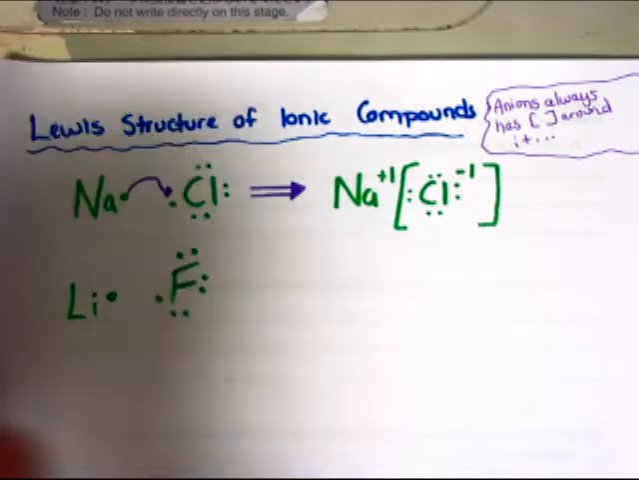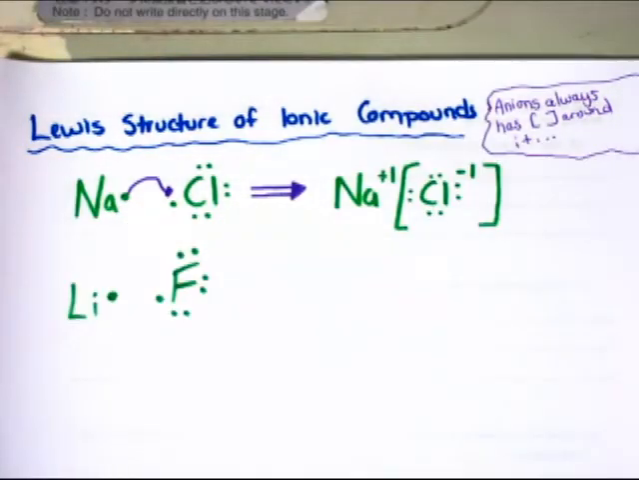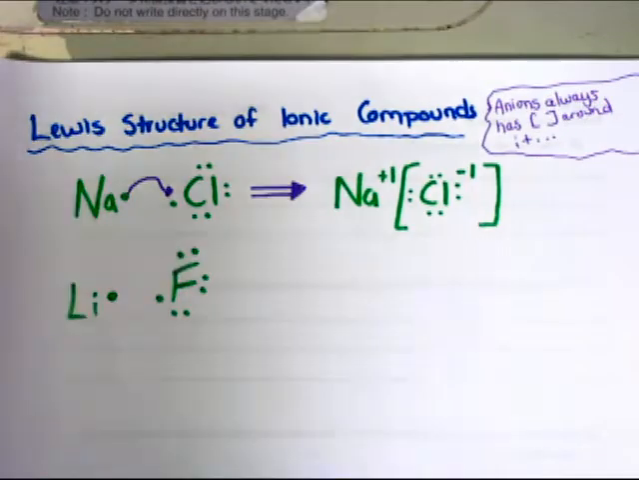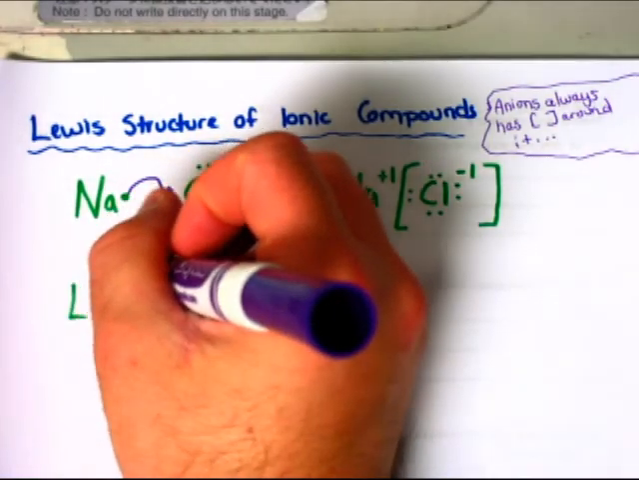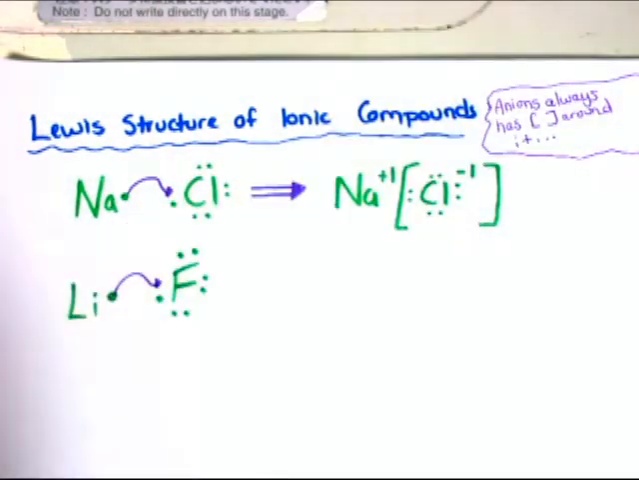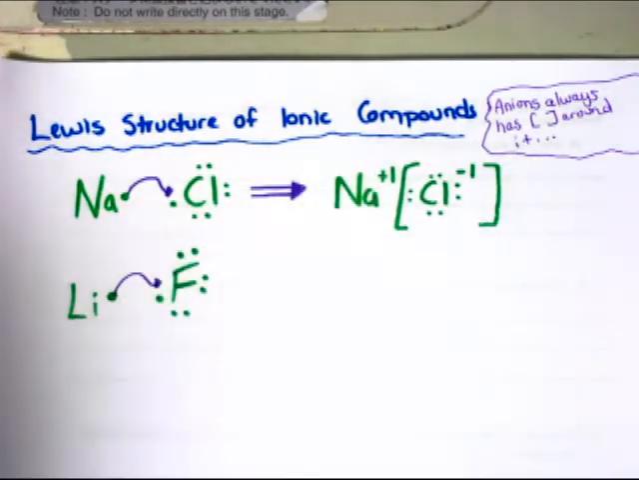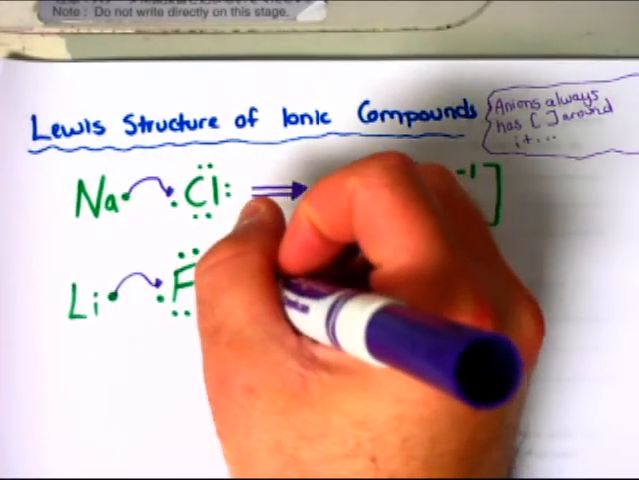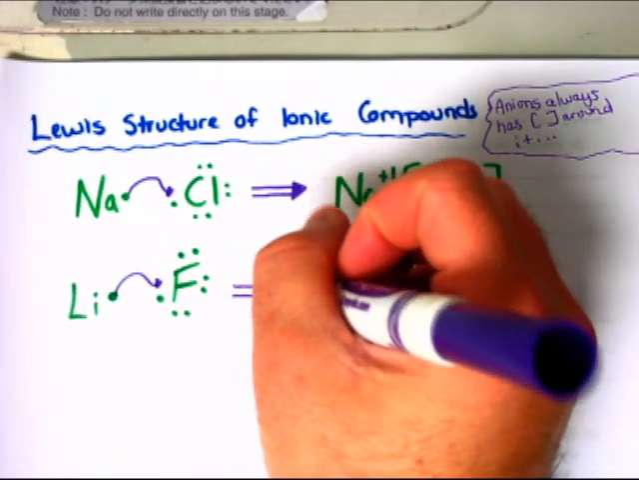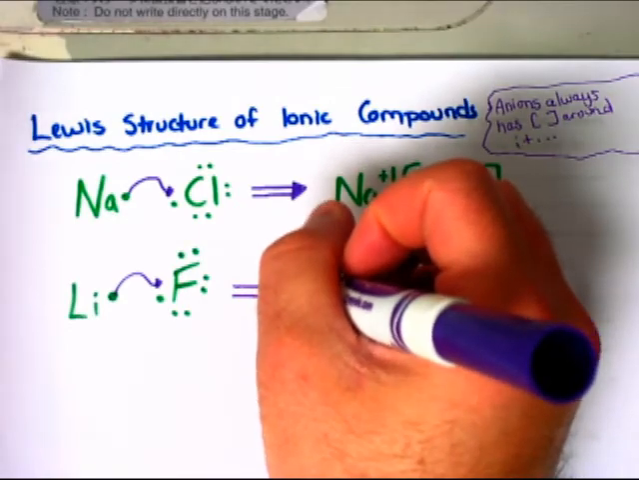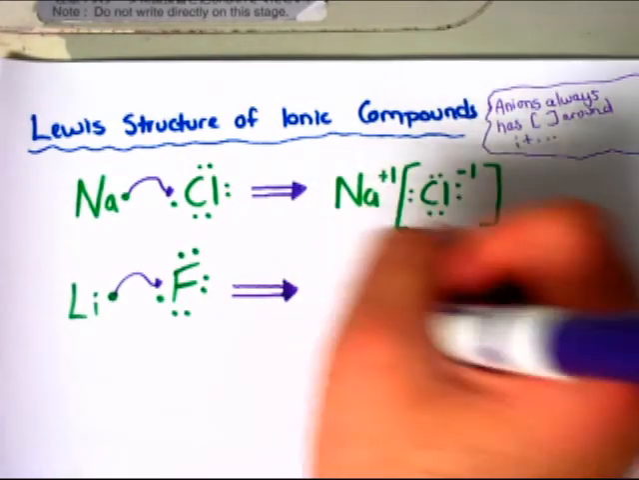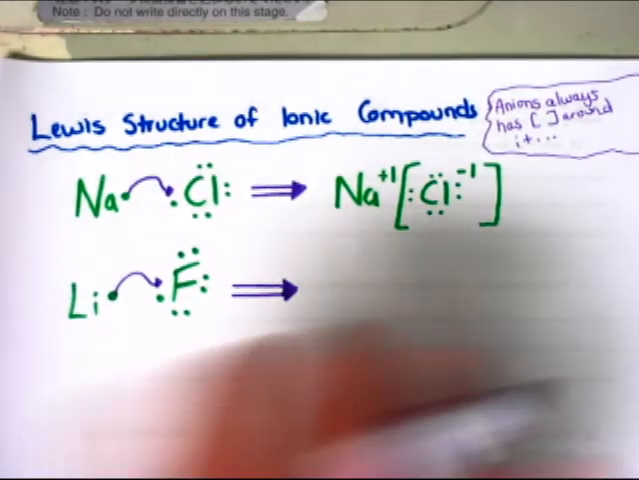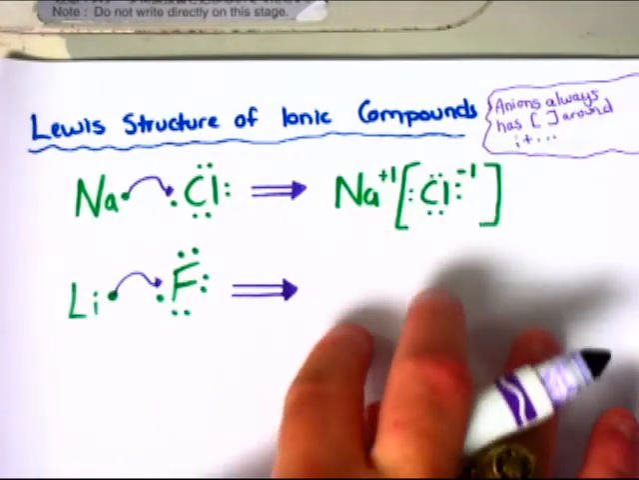So which way should our arrow go, from lithium to fluorine or fluorine to lithium? Always draw from the metal to the nonmetal. We had said before that metals lose and nonmetals gain, and you're seeing that for the second time here. I'm going to draw my arrow, and I'm going to let you take about 30 seconds and write out the products real quick. What are we going to be producing here? Draw out the Lewis structure of the product.